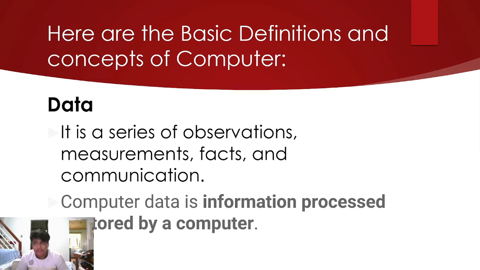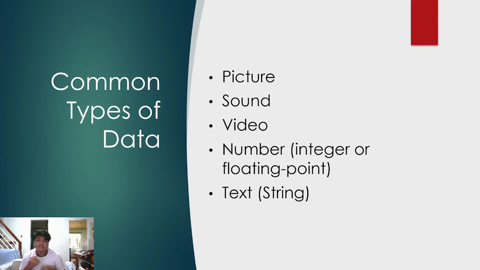Data is raw, unorganized facts that need to be processed. This information may be in the form of text documents, images, audio clips, software programs, and other types of data. These are the common types of data: picture, sound, video, number, and text.